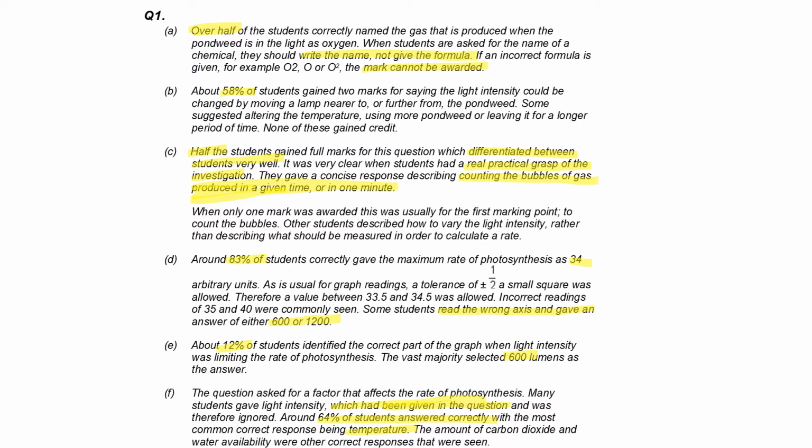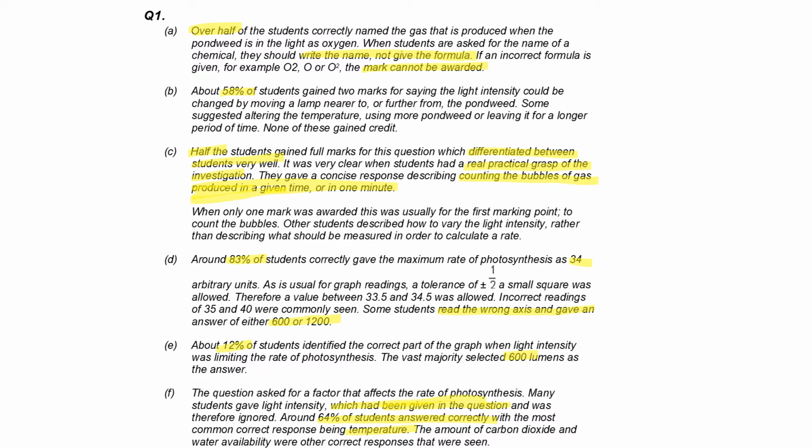So this is where students have been typically lazy. They just have kind of gone, oh yeah, it's about 34. Oh, it's about 35. Or students who are not wearing their glasses if they need to have glasses. So please make sure you're really checking. Some students read the wrong axis and gave an answer of either 600 or 1200. So check that carefully. And this is why it's so important to annotate graphs so you understand what they're telling you. For part E, about 12% of students identified the correct part of the graph when light intensity was limiting the rate of photosynthesis. The vast majority selected 600 lumens as the answer.